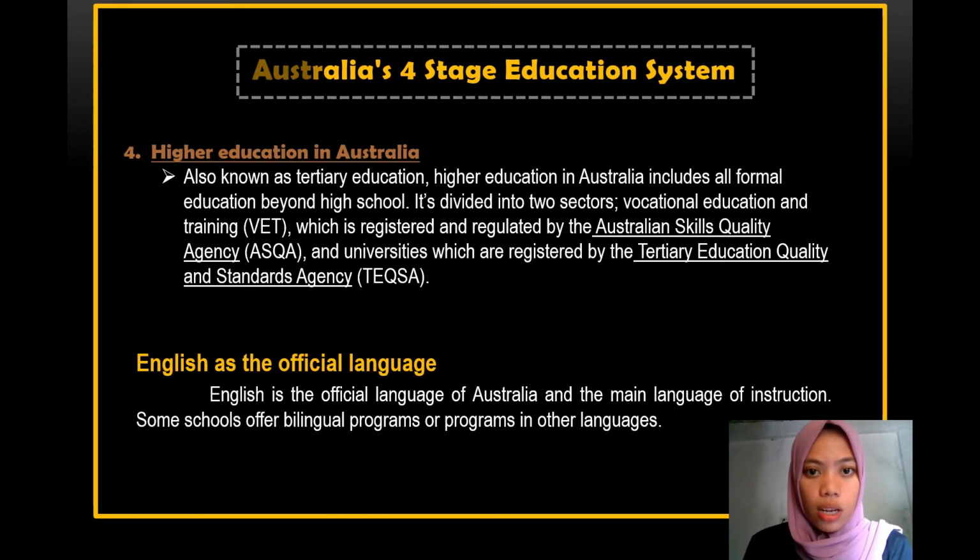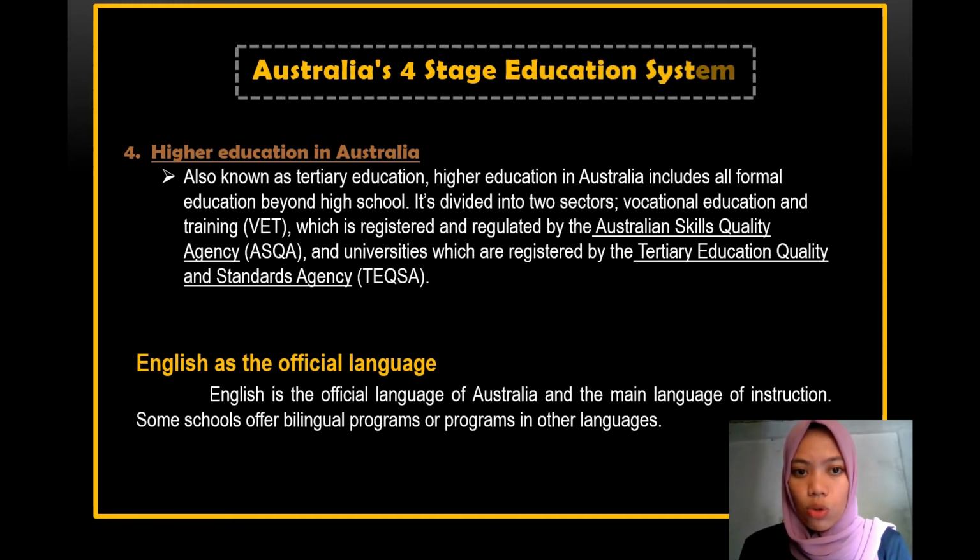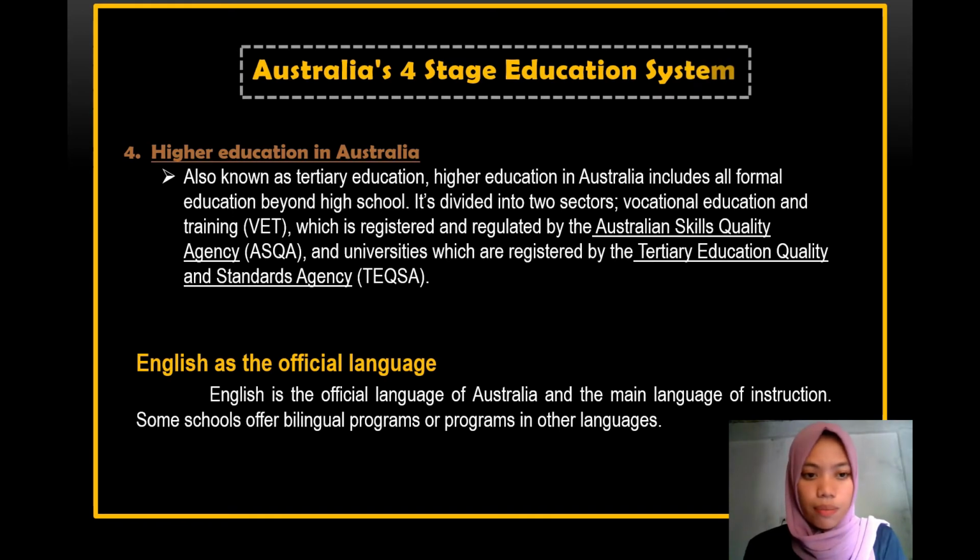So the fourth stage of education is higher education in Australia. It is also known as tertiary education. Higher education in Australia includes all formal education beyond high school. It is divided into two sectors: vocational education and training, or VET, which is registered and regulated by the Australian Skills Quality Agency, and the universities, which are registered by the Tertiary Education Quality and Standards Agency, or TEQSA.